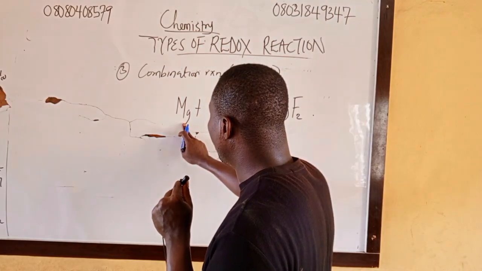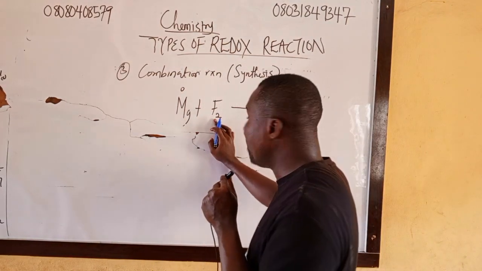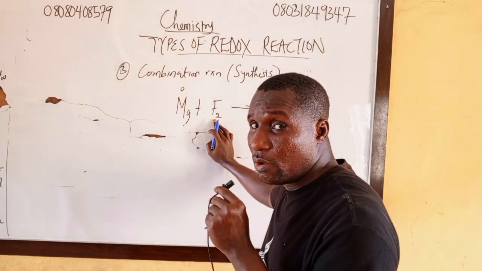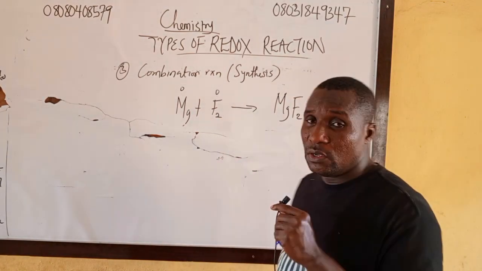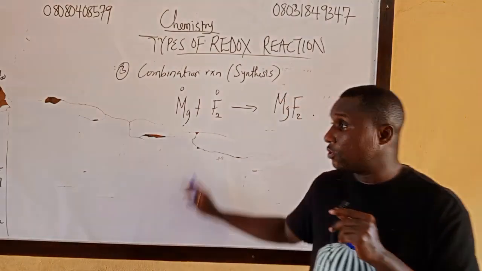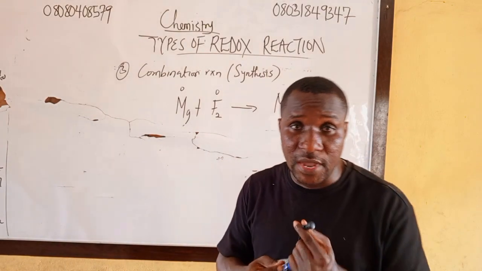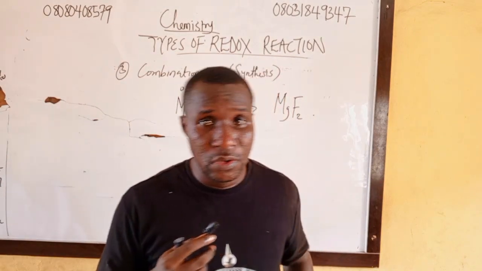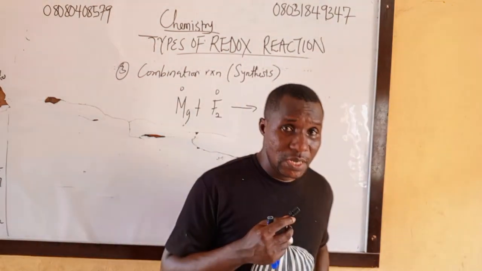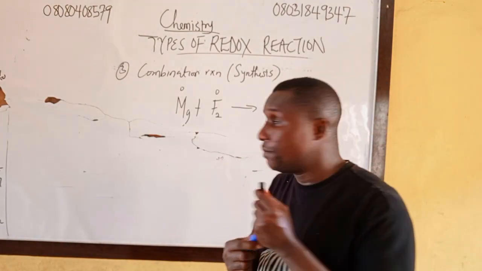What is the oxidation number of magnesium here? 0. What is the oxidation number of fluorine? The oxidation number of fluorine is also 0. Why? I've told you that when you see an atom in a chemical reaction standing alone, that means it is neutral. The oxidation number will be 0.